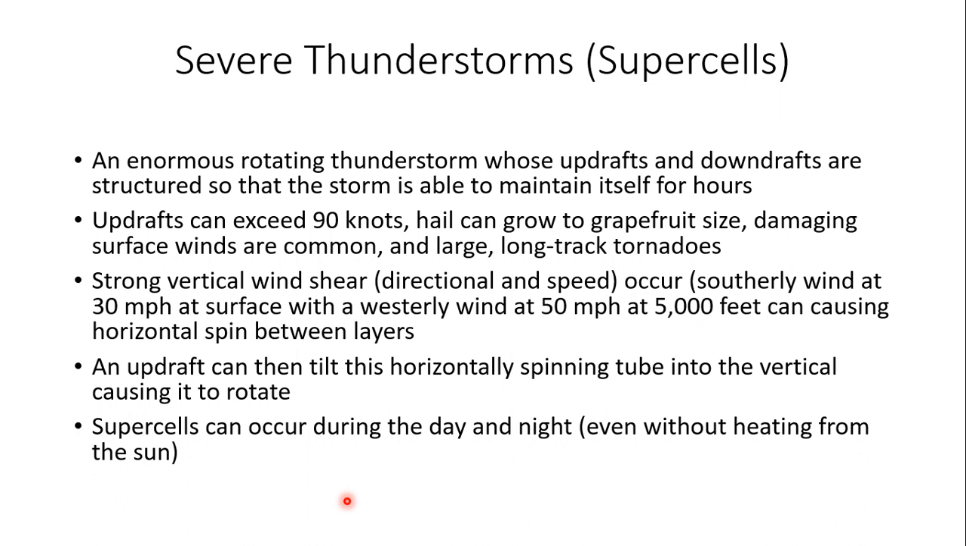Strong vertical wind shear, both directional and speed shear, occurs, and in a lot of cases what you'll see is a southerly wind at the surface, 30 miles per hour or greater, and then maybe you have a westerly wind at 50 miles per hour or greater at 5,000 feet, and that causes this horizontal spinning between the vertical layers. An updraft can then tilt this horizontally spinning tube into the vertical, causing it to rotate. Supercells, again, can occur during the day and night, even without heating from the sun. That's the most impressive part of supercells.